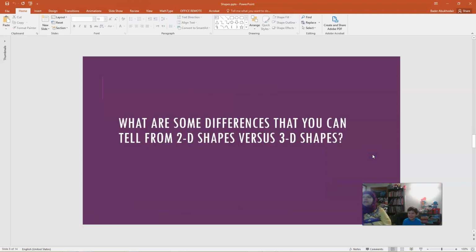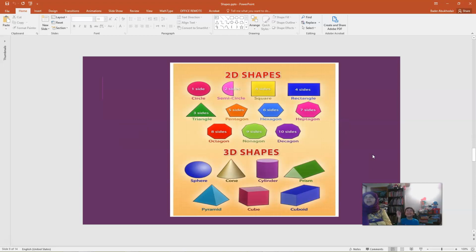So Nori, what are the differences that you saw from the 2D shapes versus the 3D shapes? Well, 2D is of course flat. And what about the 3D shape? 3D you can't play with. Like with that poor cube? You're silly.